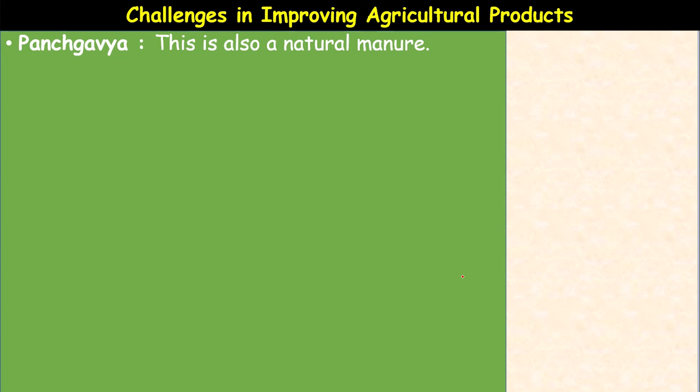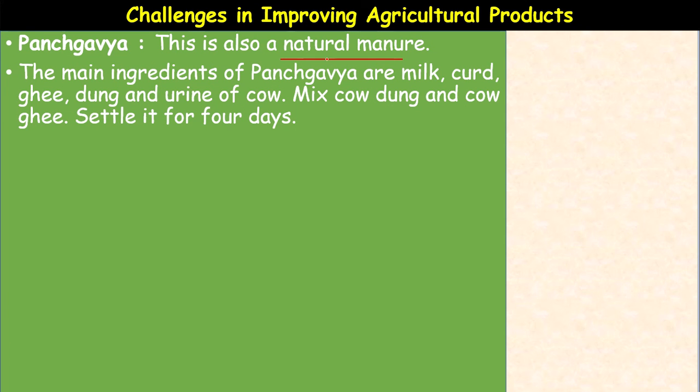As a result, Panchagavya is a recently used method. What is Panchagavya? This is also called natural manure. The main ingredients of Panchagavya, Pancha means 5, are all the products obtained from the cow: cow milk, cow curd, cow ghee, cow dung and the urine of the cow.